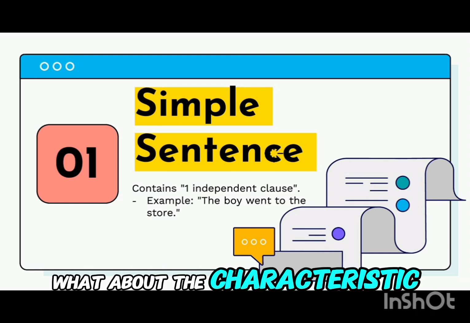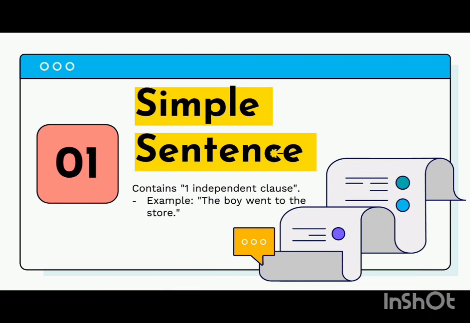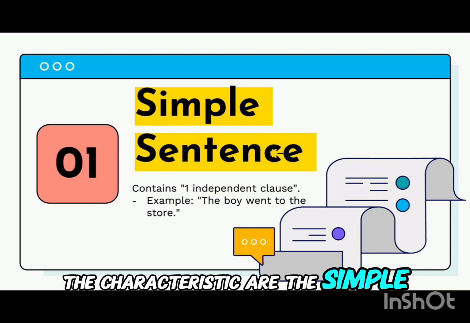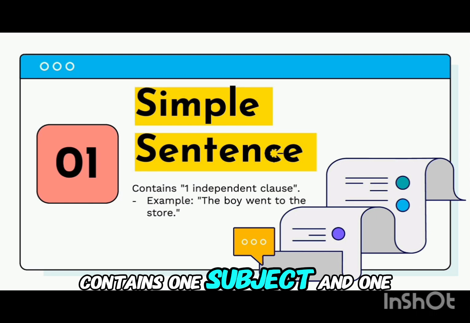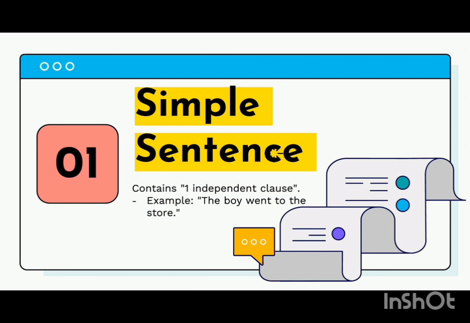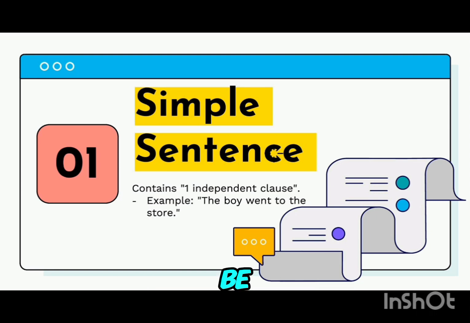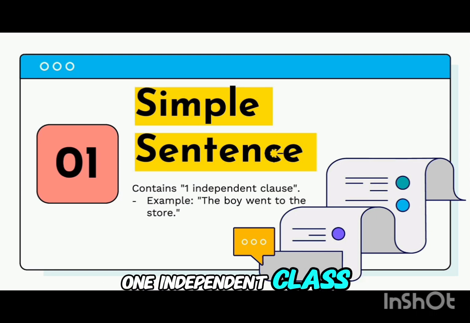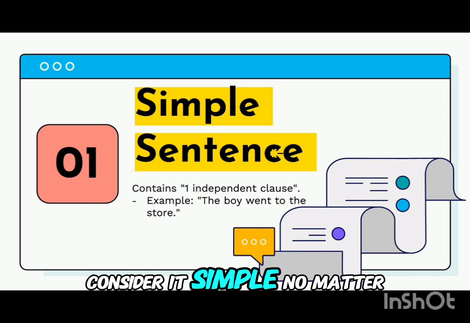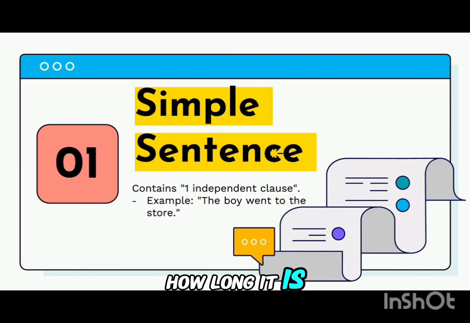What about the characteristics? The simple sentence contains one subject and one predicate. Simple sentences can be short, but they don't have to be, as long as there is one independent clause. The sentence is considered simple no matter how long it is. For example, the tall boy with the red shirt went to the store down the street.